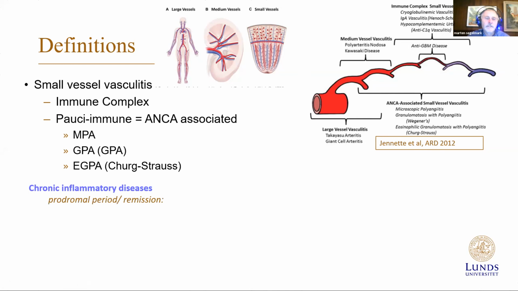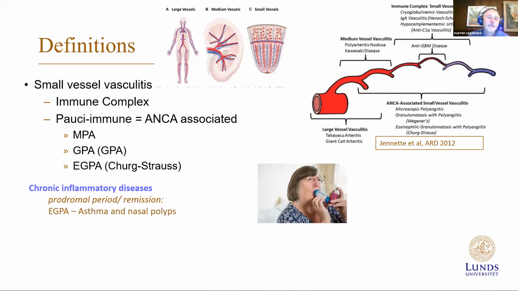All these diseases are chronic inflammatory diseases that are biphasic. They have a prodromal period and also periods of remission, where there is chronic inflammation, and this inflammation is most often in the respiratory tract, and then can be of interest for ENT surgeons. In EGPA, there is asthma and very often nasal polyps.